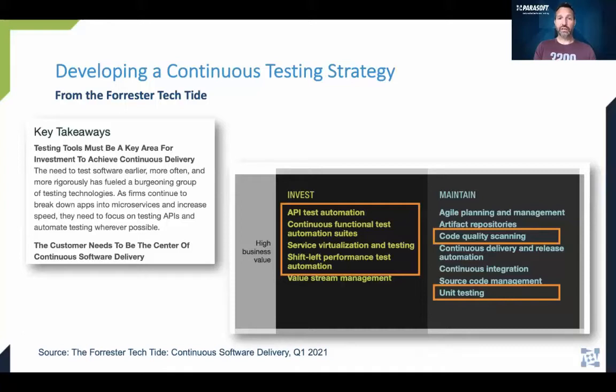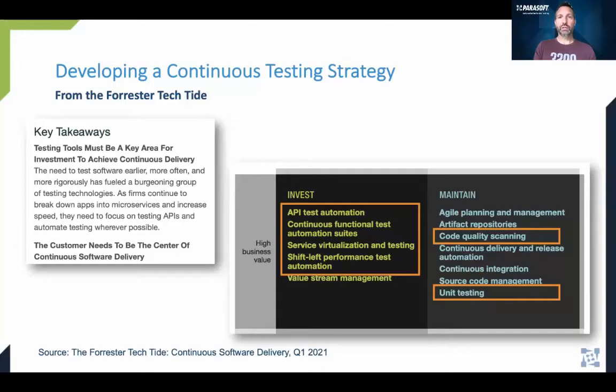So these are the areas you have to pay attention to most closely. Where should we be investing? And if we haven't invested in one of those things in the maintain column, right, that should be a highest priority. And so here we see 6 distinct testing technologies. So first of all, API test automation, right?